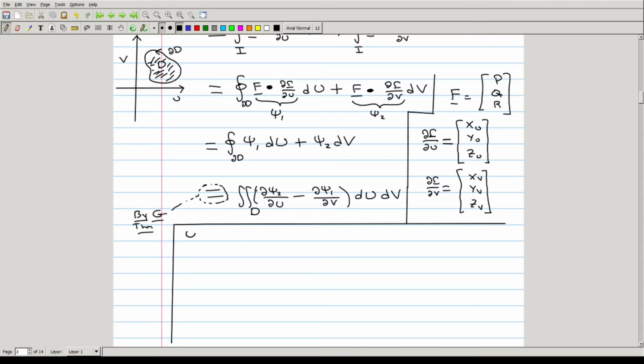So phi1, or I should say not phi1, but psi1, this is the Greek letter psi. Psi1 is equal to p times xu plus q times yu plus r times zu, and psi2 is equal to p times xv plus q times yv plus r times zv.